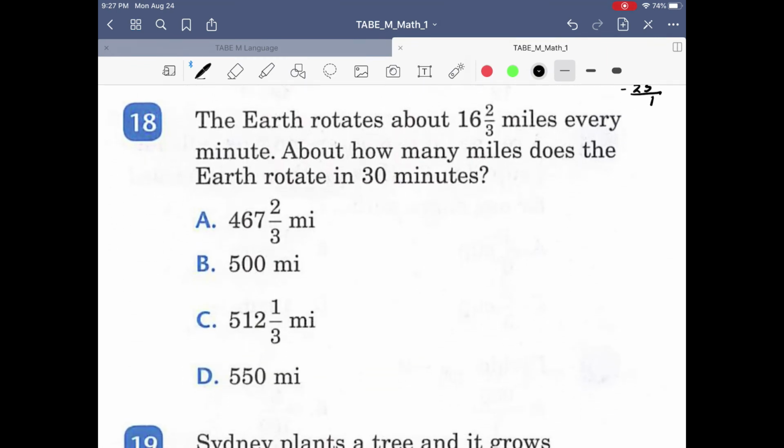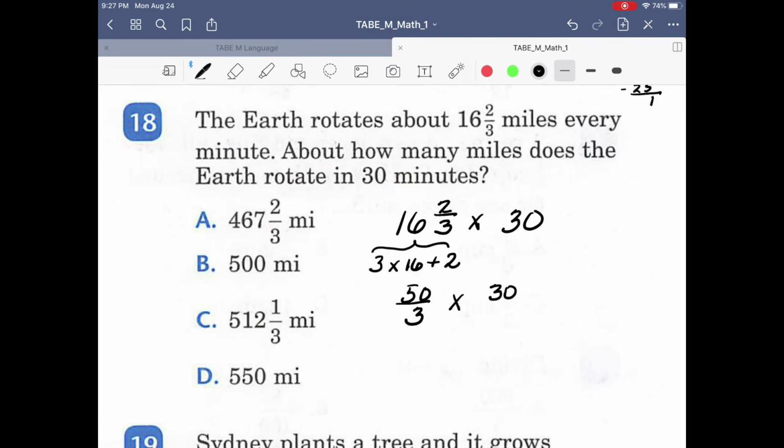We're almost there. 3 more to go. The Earth rotates about 16 2/3 miles every minute. About how many miles does the Earth rotate in 30 minutes? So 16 2/3 times 30. 3 times 16, that's 48. Plus 2 is 50/3. Multiplied by 30/1.